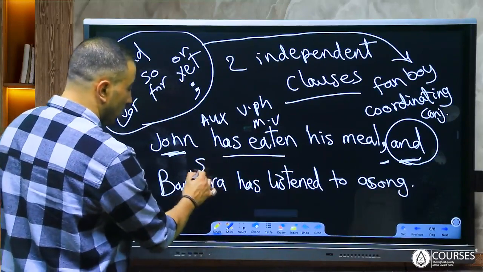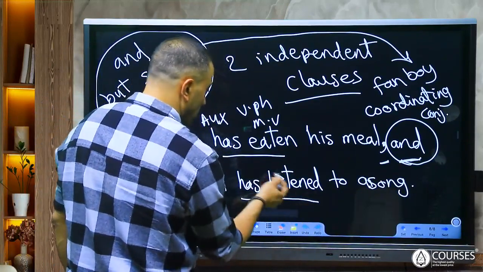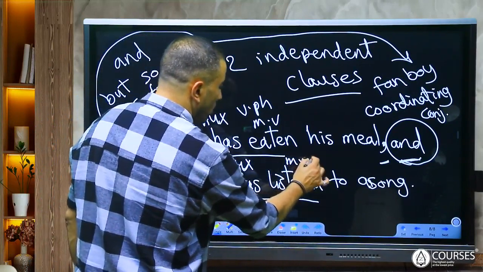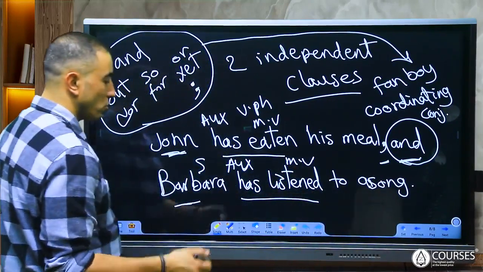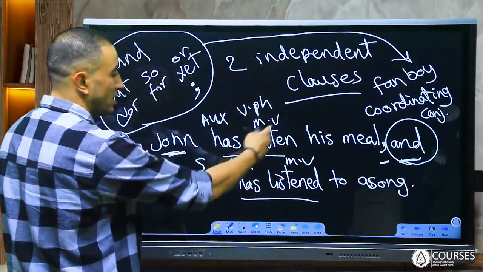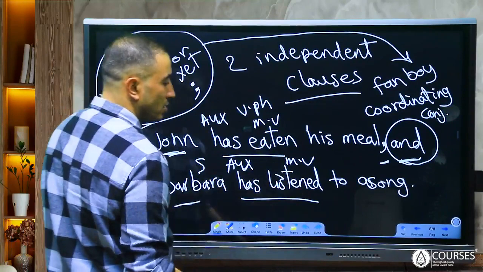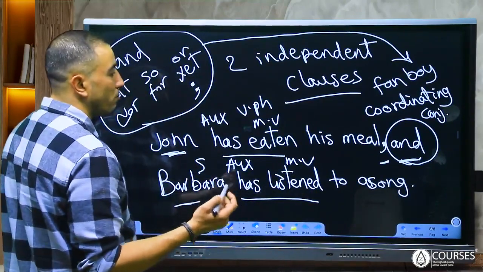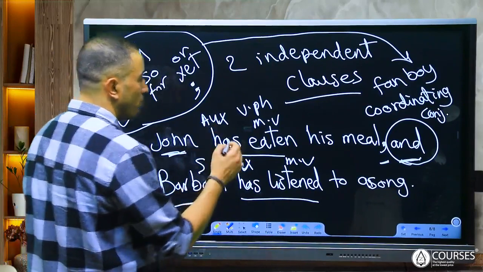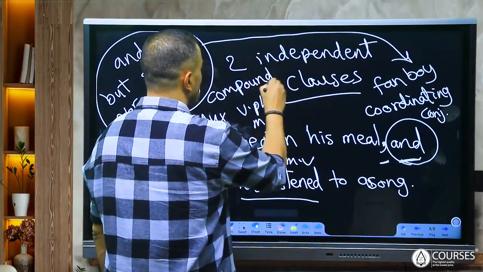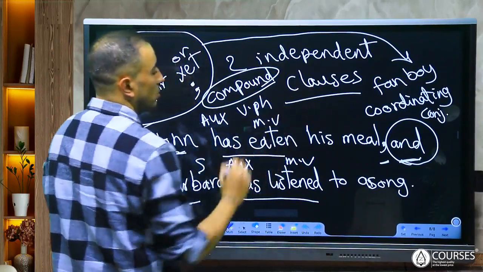Barbara is the second subject. Has listened is the verb phrase, auxiliary verb plus the main verb, to a song, right? So it gives me two complete ideas, two independent clauses, that John has eaten his meal and Barbara has listened to a song. This is the second type of sentence, the compound sentence. Compound sentence consists of two independent clauses.